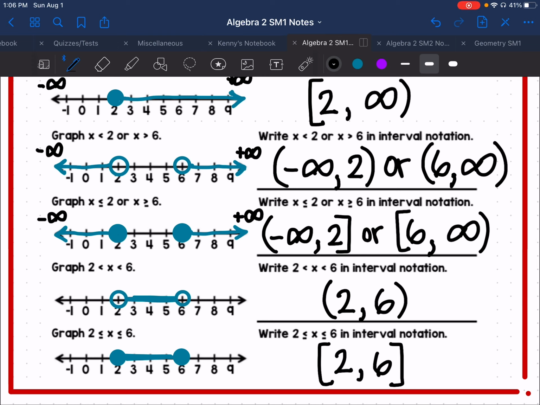Could you have a combination of parenthesis and bracket? Yes. I could come in here and have parenthesis bracket or bracket parenthesis. It just depends on where they're open and where they're closed.